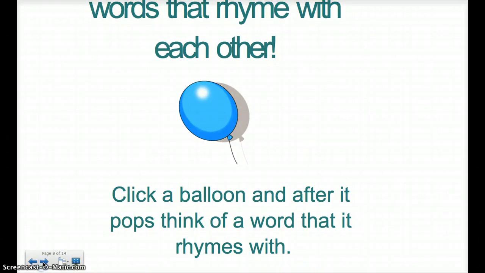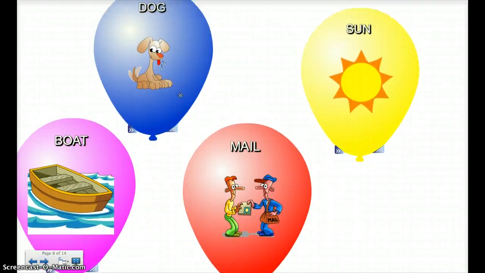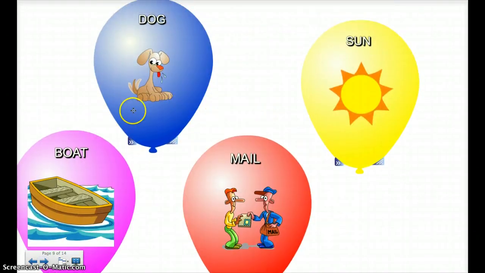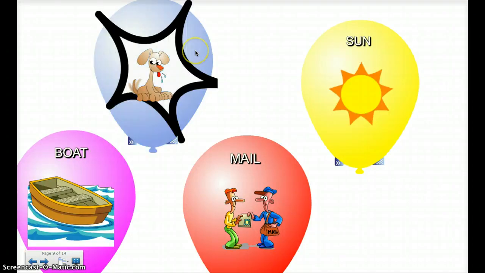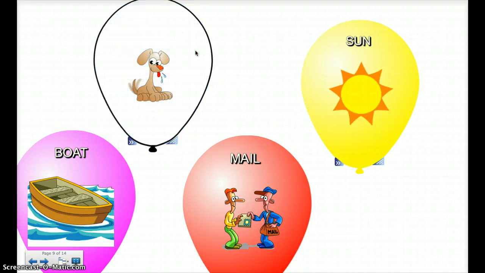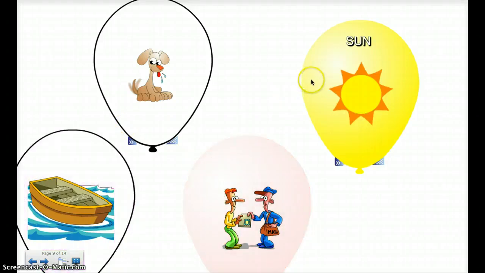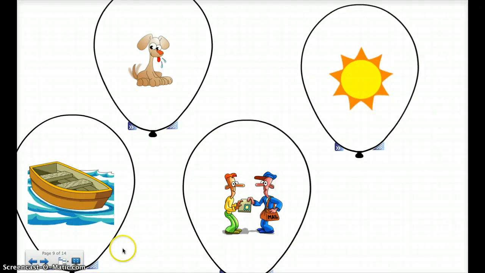So what you want to do is you want to go to the balloons, and the first balloon has dog on it, and so you will say, okay, well, what rhymes with dog? And then a student will raise their hand and they can come up with like frog or fog or something like that. And then what they get to do if they get one right is they get to click the balloon and the balloon pops. And that's always really exciting for them, especially for kindergartners, because they enjoy the balloons and everything. And so you'll just do that with the rest of the balloons.